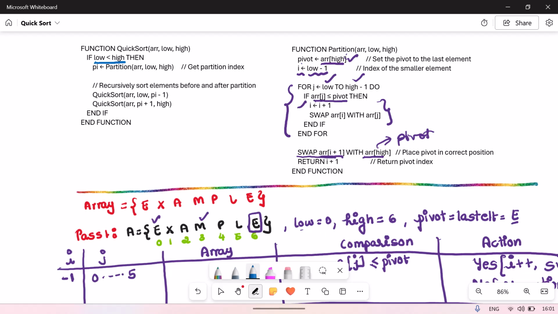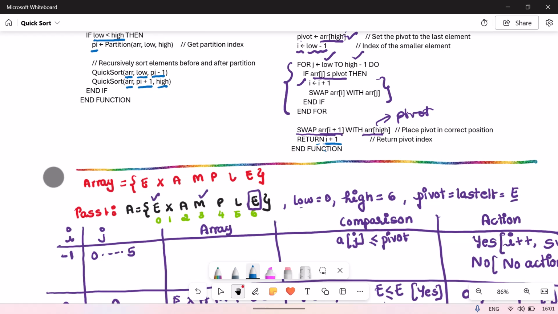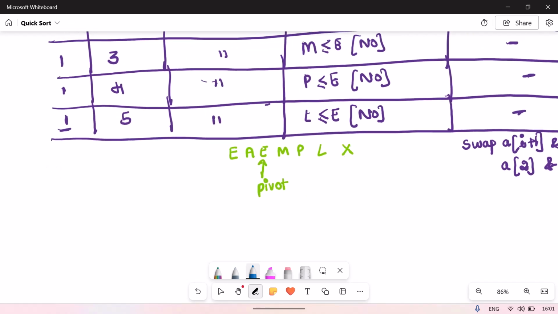See, you will get the partition value from this. I plus 1 will give you the partition value. Then one part would be array low to pivot minus 1, and the other one would be pivot plus 1 to high. So now you have got two parts. One part is E and A. The other one is M, P, L, X.